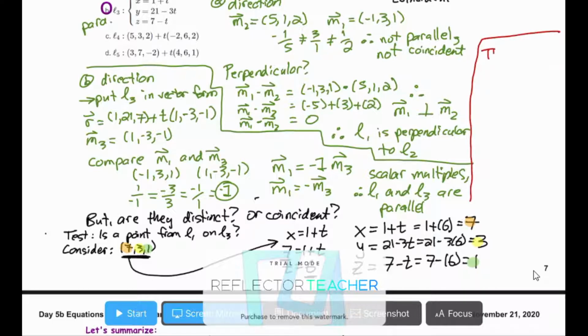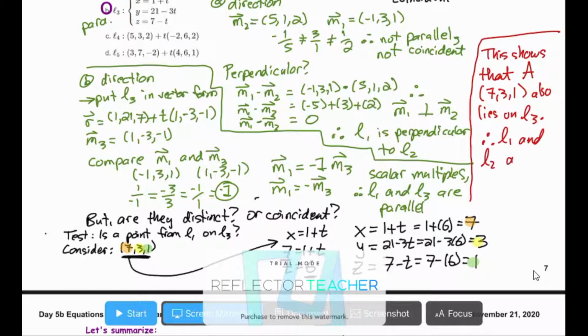So this shows that the point A, 7, 3, 1, also lies on L3, and therefore L1 and L3 are coincident.